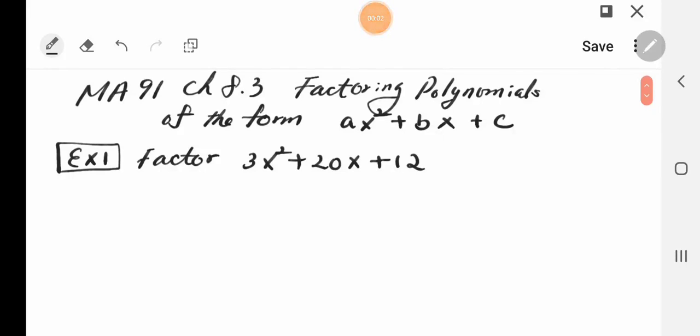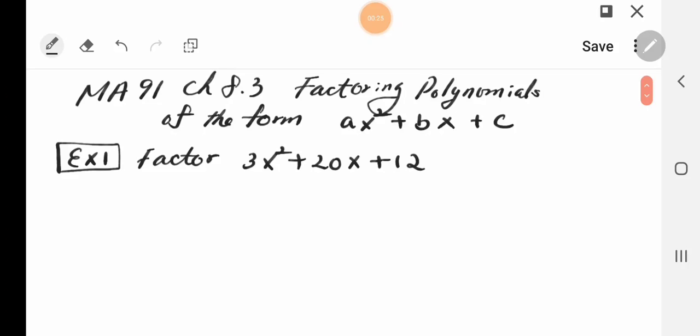Chapter 8.3 Factoring polynomials of the form ax squared plus bx plus c. This is a trinomial, and this trinomial is a quadratic. The first term is x squared, the second term is x, and the last term is a constant. When we factor this trinomial, we will use the same method that we learned in the previous section. So we will keep using the same method.